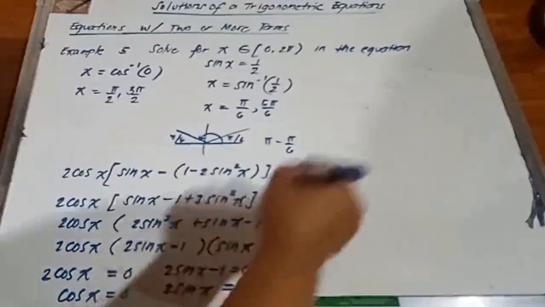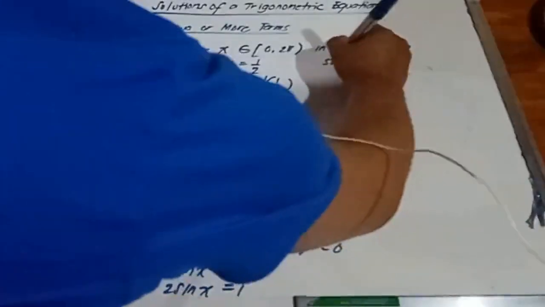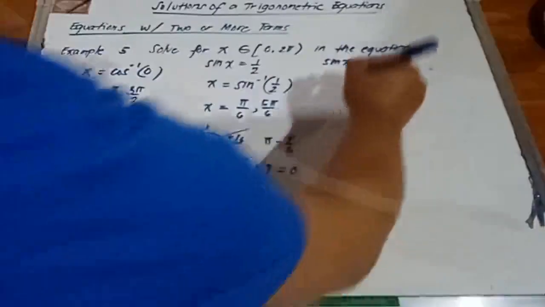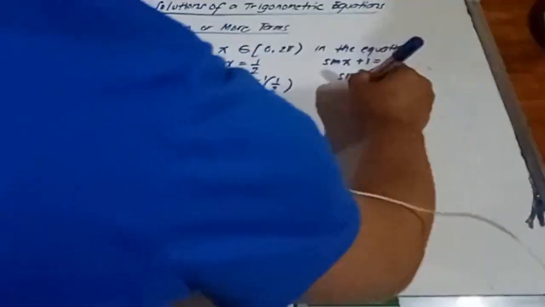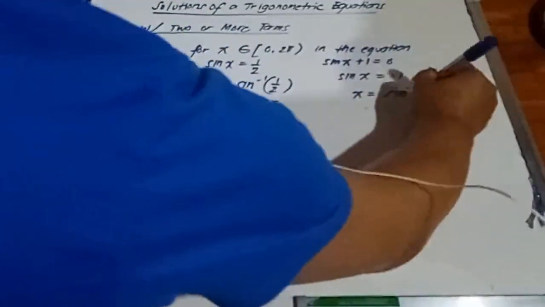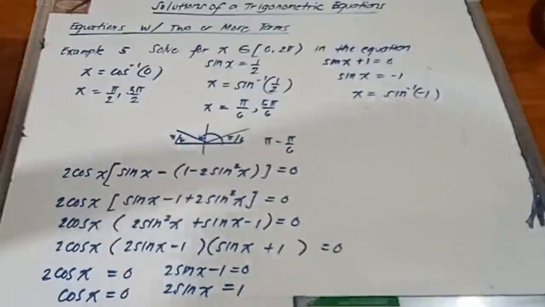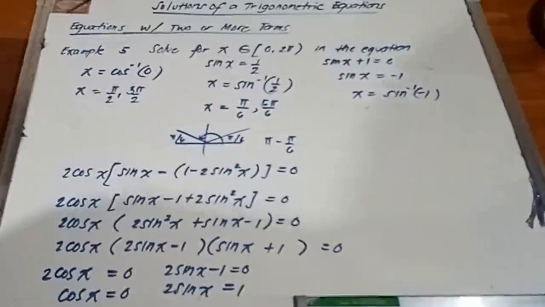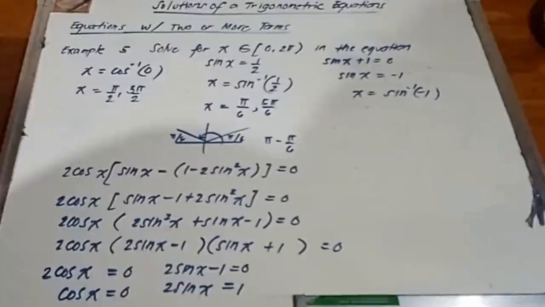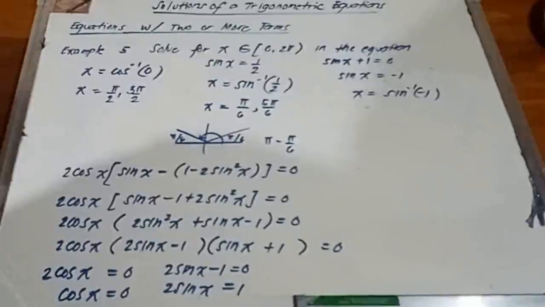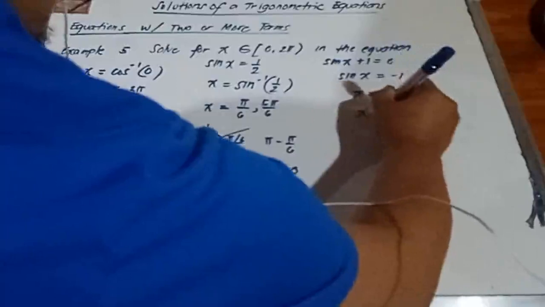And last, sine x plus 1 equal to 0. So, sine x equal to negative 1. x equal to sine to the negative 1 of negative 1. So, what angle so that if you get its sine, the result is negative 1? Saan ba negative si sine? Kapag kinuha mo yung sine ng 270 degrees, sine 270 degrees is negative 1. Okay? So that is x equal to 3 pi over 2.